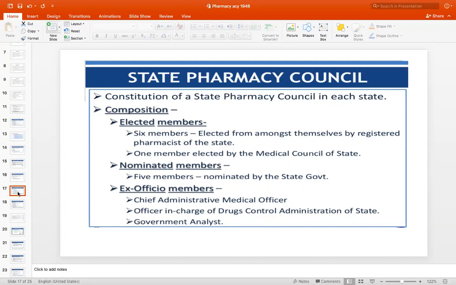Ex officio: the Chief Administrative Medical Officer, the officer in charge of the Drug Control Administration of the state, and the government analyst. The government analyst is the same in the Joint State Pharmacy Council also.